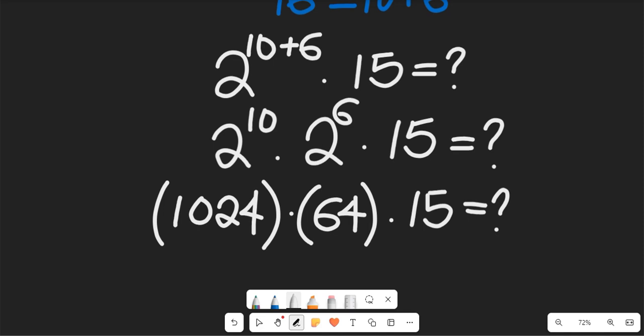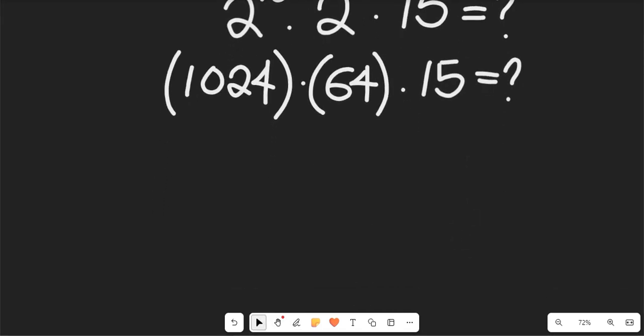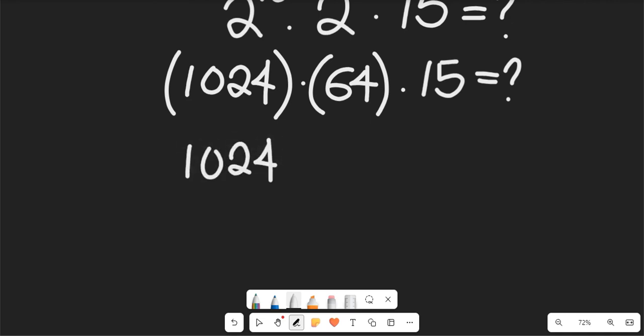So I want to multiply this. In the multiplication, I can still simplify. Because if I multiply this, I will now have this. Remember, this is multiplying this. So I will have this to give me 1024 multiplying 64. I want to expand this 64 so as to simplify it.